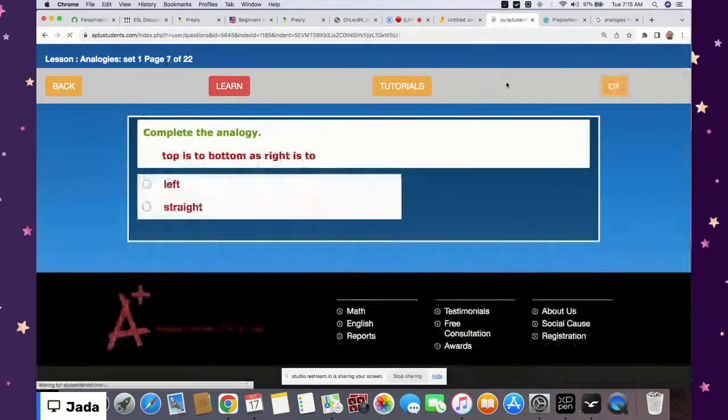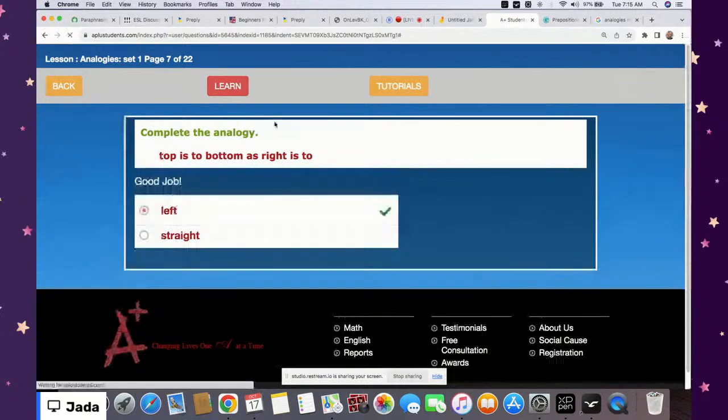Top is to bottom, right is to left, or right is to what? Right is to what? Left. Okay. So right is to left.